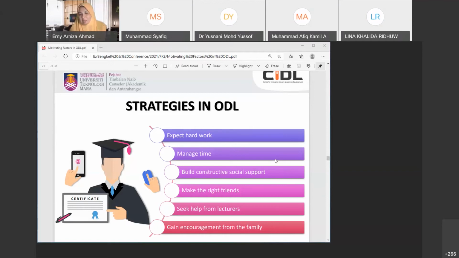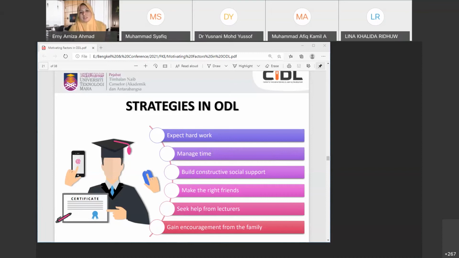Right, and then time management. Those who work hard will definitely know how to manage their time well. Like what I said earlier, learning is an investment. The more time you invest in learning, the higher the rate of success you will get. And then build constructive social support. Manage time ni termasuk dalam time management skills, yang Madam akan cerita kejap lagi sebenarnya.